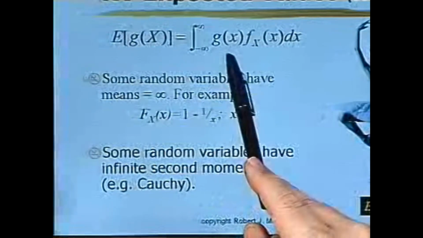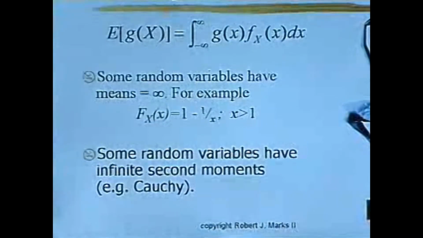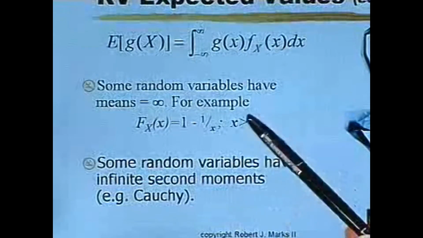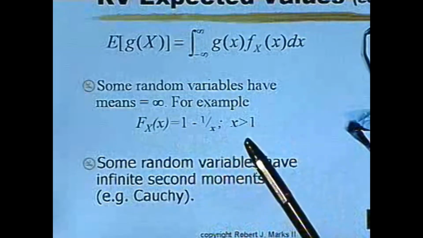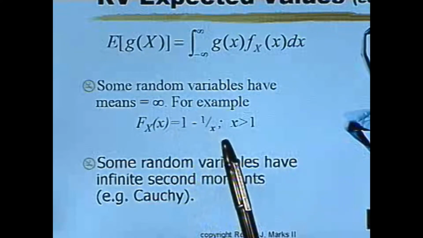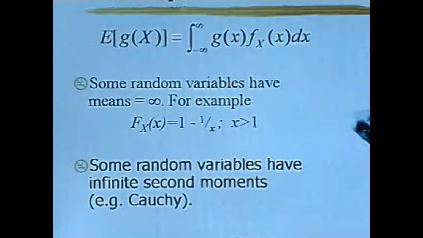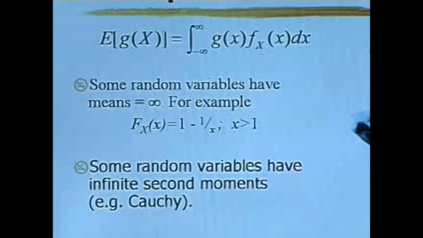So here's the definition of expectation. There's the assumption in writing these down many times that these moments exist. There are density functions for which these moments do not exist. Let me give you an example. If you take this random variable, F sub X of x equal to 1 minus 1 over x for x greater than 1, this is very nice because it goes from 0 and asymptotically it goes to 1. So therefore it's a perfectly good cumulative distribution function for a random variable. Yet, if you were to try to compute the mean of that, you would find something interesting.